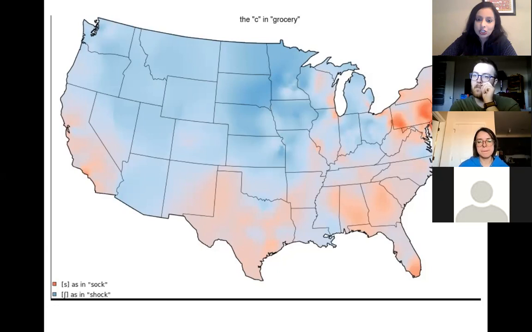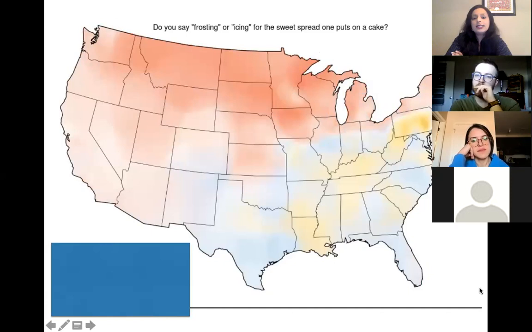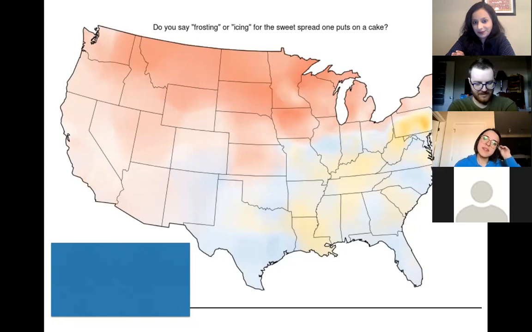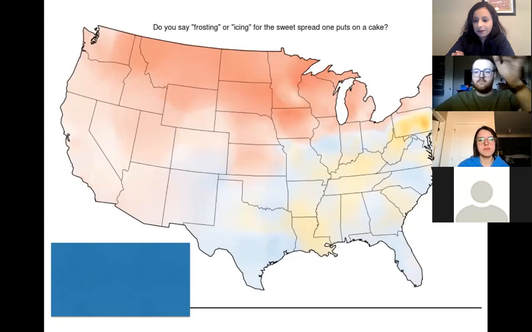So, do you say frosting or icing for the sweet spread one puts on a cake? I say both because, at least in my family, there's a difference. Frosting is like birthday cake frosting. It's like buttercream or cream cheese. Sure. And icing is like powdered sugar and milk. Like it's a very runny, runny sweet glaze that you put over things. Okay, so you have a different meaning for both. I agree. I think I pretty much use them the same way as she did. That's the same for me and my family.